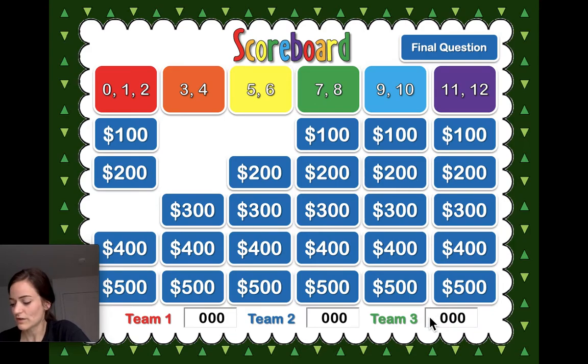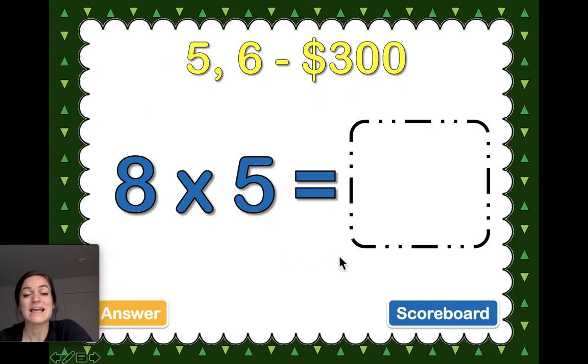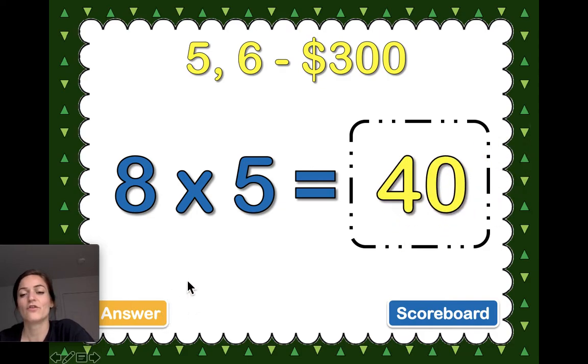Okay, let's do 5's and 6's for $400. 8 times 5. Go ahead and find your answer, and then click play when you're ready to see if you got it right. 8 times 5 is 40. Let's count by our 5's 8 times. 5, 10, 15, 20, 25, 30, 35, 40. So I counted 8 times by my 5's, and I got 40. You also could have drawn a picture. You can count by your 8's, but that one again doesn't come automatic to us.